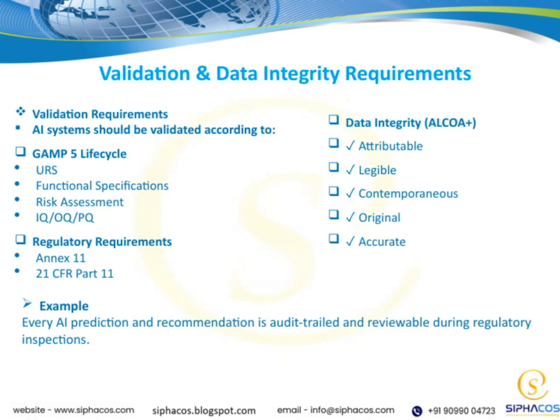Data integrity is the backbone of trust in any system, especially when AI is involved. We follow the ALCOA Plus principles to keep data attributable, legible, contemporaneous, original, and accurate. Every AI prediction and recommendation is fully audit-trailed, so it's reviewable during inspections. To ensure this, AI systems undergo rigorous validation, following frameworks like GAMP5: user requirements, functional specs, and risk assessments. Plus, we meet key regulatory standards, including Annex 11 and 21 CFR Part 11, to keep everything compliant and reliable.